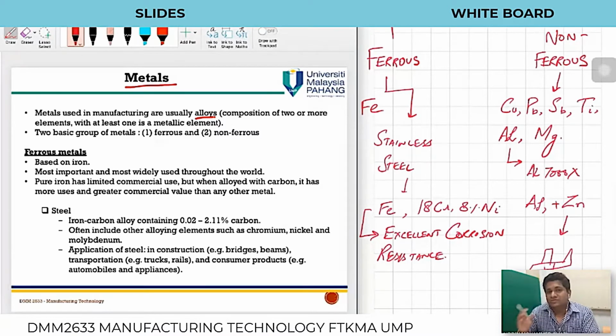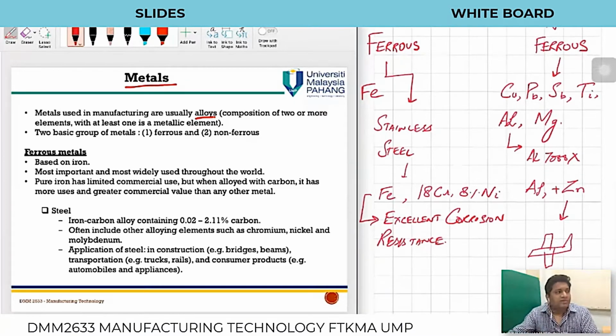So different alloys have different names, they have different properties, and they are used for the manufacturing of different products. When we talk about ferrous based material, obviously they are based on iron. The main ingredient is iron. Then I can add a little bit of chromium, nickel, vanadium, and manganese to improve the properties.